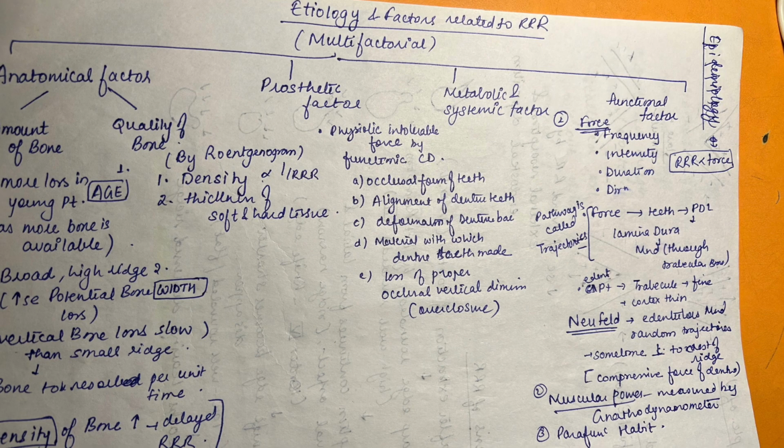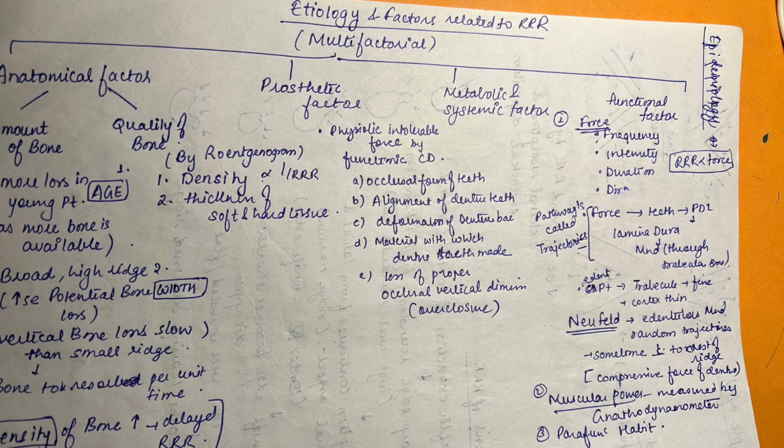As we discussed earlier, the residual ridge resorption is multifactorial. The factors are anatomic, prosthetic, metabolic, systemic and functional. So let's begin with anatomical factor. It can be divided into two: amount of bone and quality of bone.